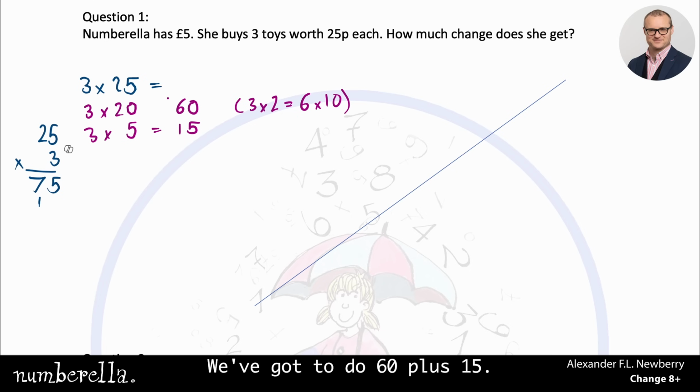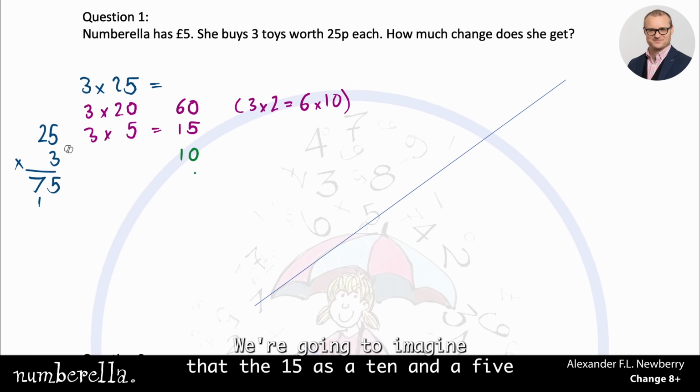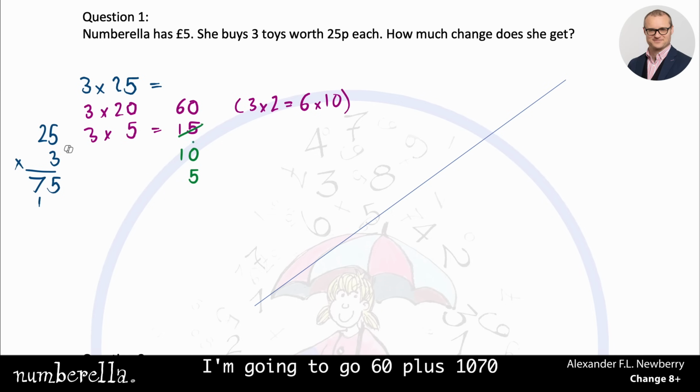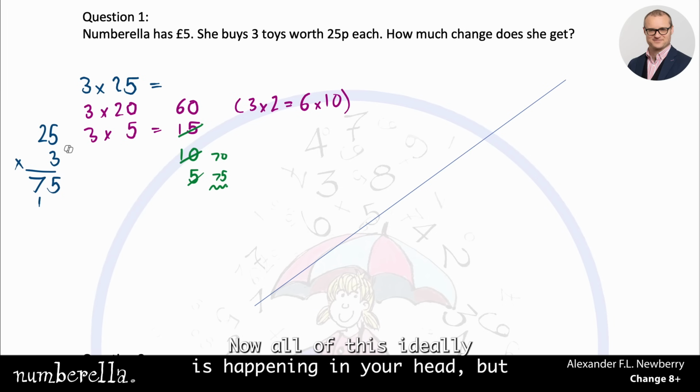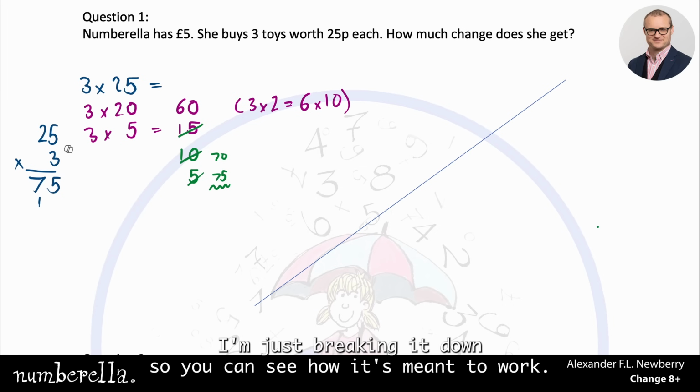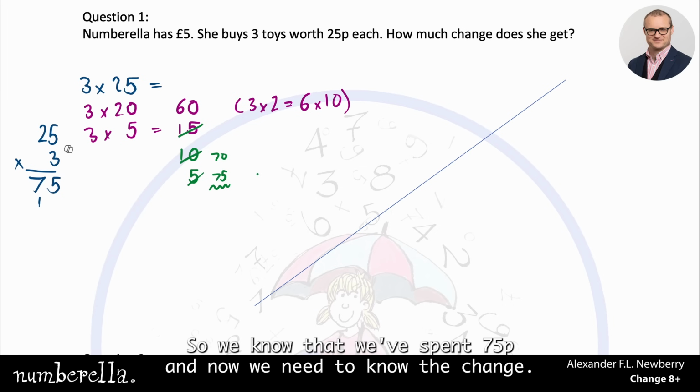Okay, and then we also know that 3 times 5 is 15. We've got to do 60 plus 15. We're going to break that down again. We're going to imagine that the 15 is a 10 and a 5, and we're going to go 60 plus 10, 70, and 70 plus 5, 75. Now, all of this ideally is happening in your head, but I'm just breaking it down so you can see how it's meant to work. All right, so we know that we've spent 75p, and now we need to know the change.